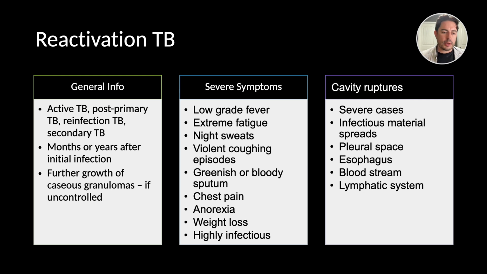TB. So another name for reactivation TB is active TB, post-primary TB, reinfection TB, and secondary TB. So these are all different names that can come up when it comes to this phase or this category of reactivation. So the reoccurrence of TB can be months or years after the initial exposure. When we look at this, if we have uncontrolled TB, we can get further growth of those caseous granulomas, or those nutshell-like structures.